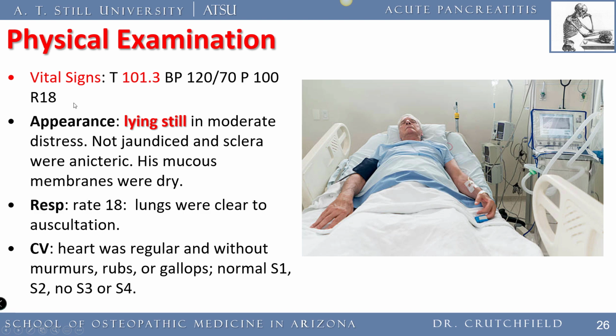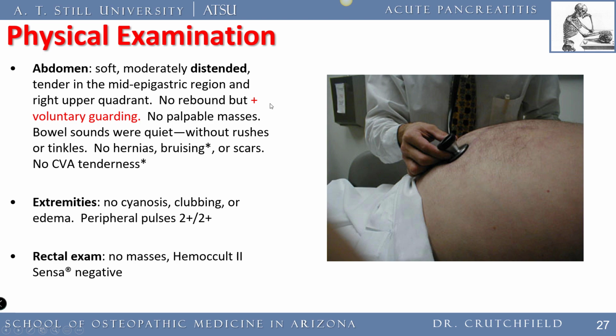His respiratory rate, as we said, was 18. His lungs are clear. That's interesting. If he had that left lower lobe effusion, we might hear some crackles in that left lower lobe. His cardiac exam was basically normal. So when we examine him, he's got this big round tummy. He probably has an ileus going on. It's moderately distended. He's tender in the mid-epigastric region up here, and his right upper quadrant, interestingly.